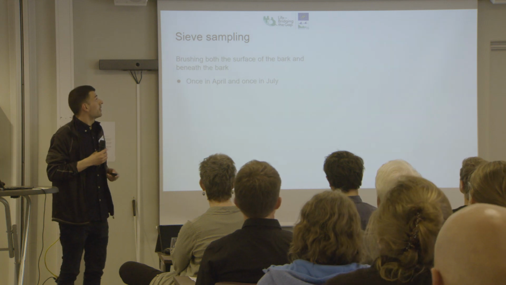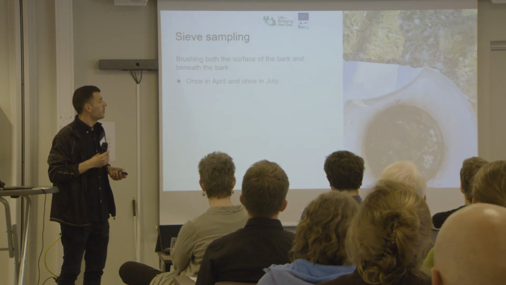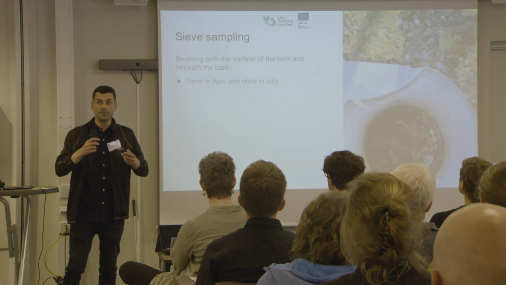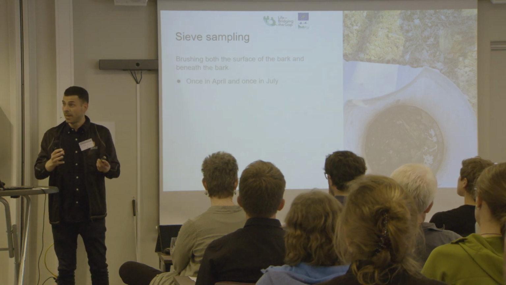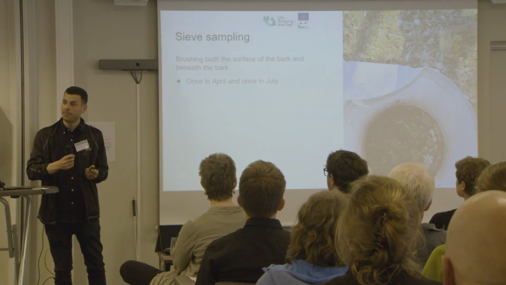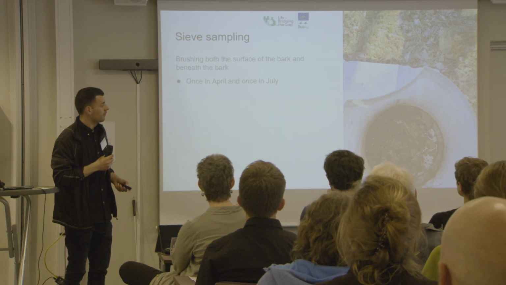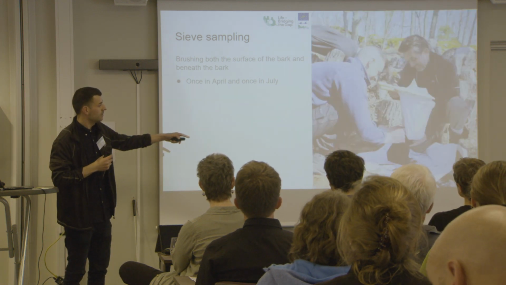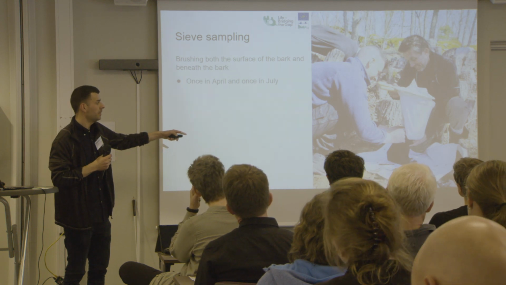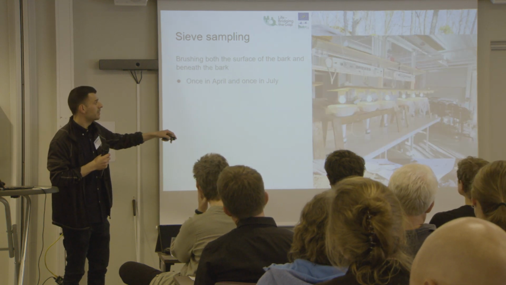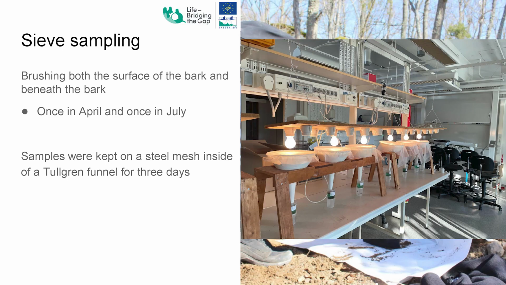The second sampling method was sieve sampling, which meant that the surface of another log from the habitat pile was brushed, both on the surface and beneath the bark. What was gathered from the sieve sampling was put inside a small black cloth bag, and this was then put inside of a Tullgren funnel.